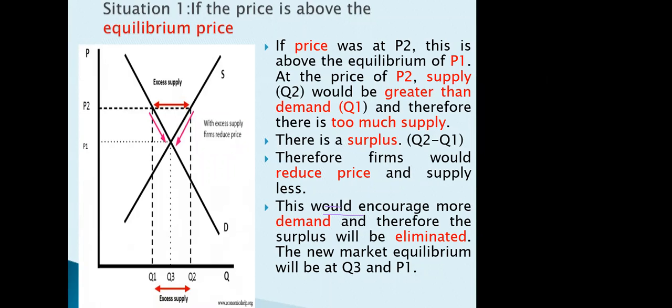Try to understand. The same graph is there. P1 is the equilibrium price. P2 is the supply price, which is above the equilibrium price.